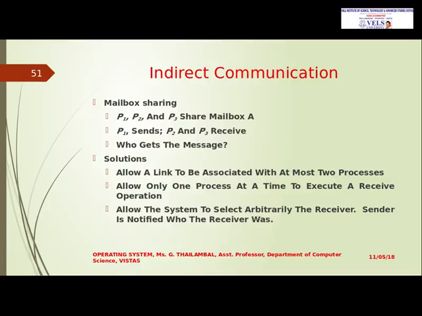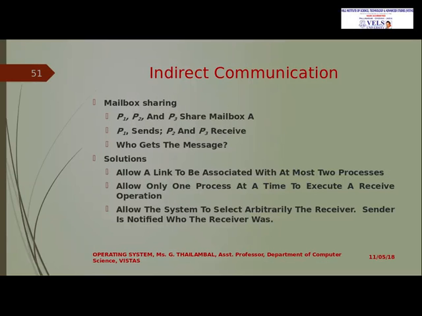So that is being given here, and for that you need some solutions. That means if you want to communicate like that, you need to do all those things. Allow a link to be associated with at most two processes. So that link needs to be allowed for two processes, and allow one process at a time to execute the receive operation. That means if you are sending a mail to process P2, at that time P2 needs to receive it, and after that P3 will receive it. So one by one it is going to receive it.